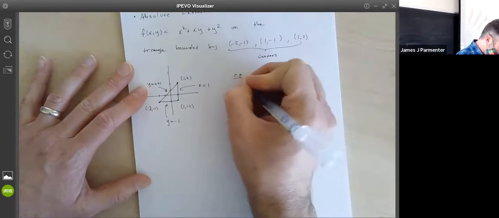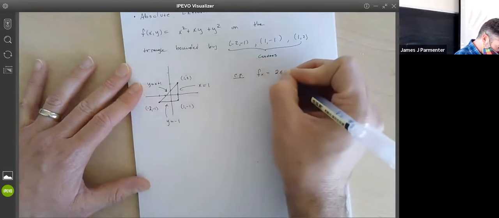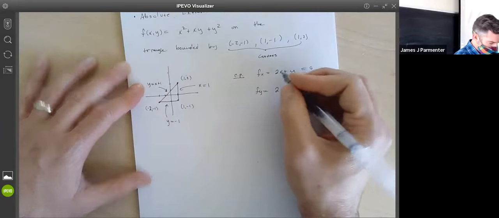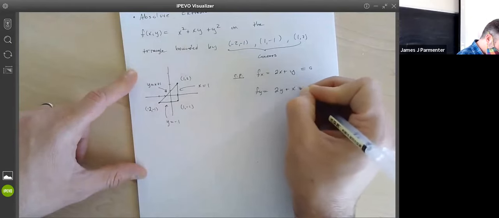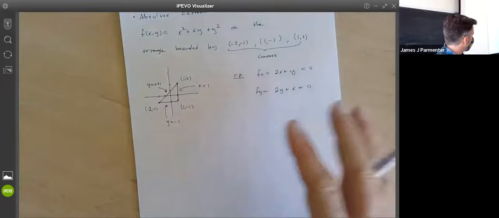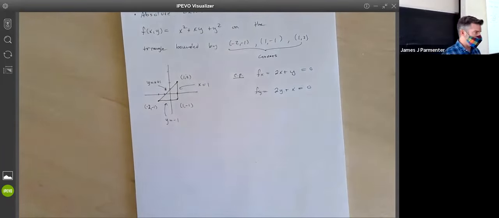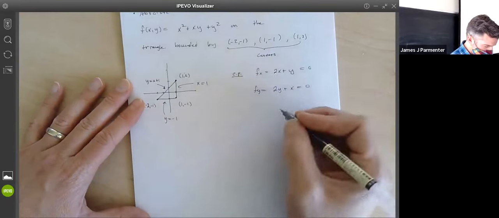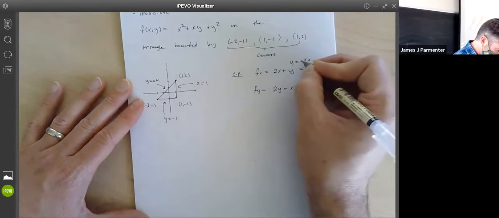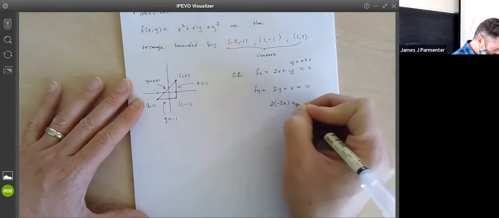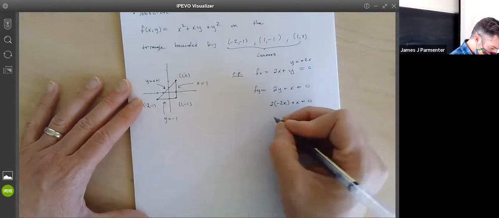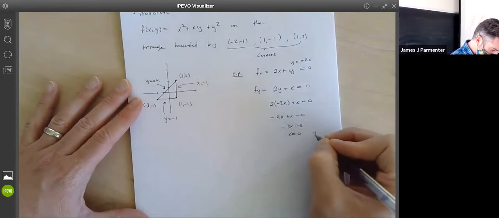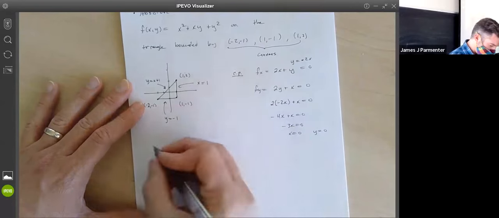Let's find our critical points. So fx is 2x plus y. Fy is 2y plus x. Be careful with these. I've seen people do these problems and get a little caught up. The easiest way to handle this is to solve for y in terms of x and then plug into the other equation. So y equals negative 2x. Then 2 times negative 2x plus x equals 0, so I have negative 4x plus x equals 0, or negative 3x equals 0. So x equals 0, and y equals 0. Great. So 0, 0 is my critical point.